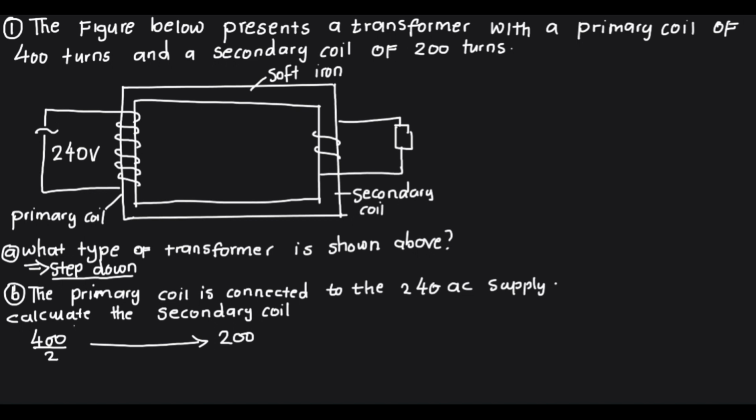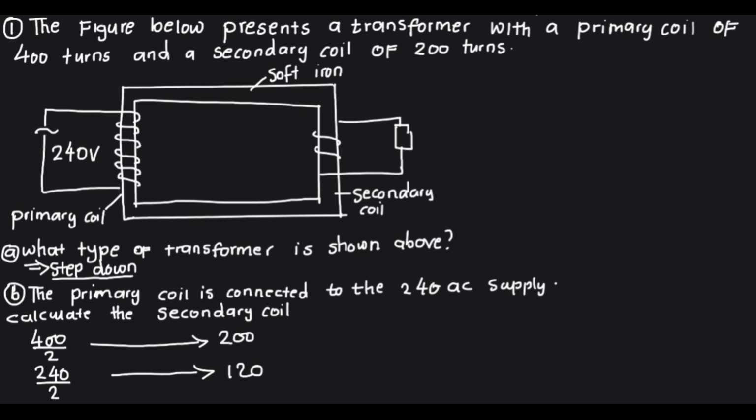So the same ratio that was used to find the number of turns of the secondary coil will be used to find the voltage on the secondary coil. On the primary coil, we have this voltage of 240. So what is the voltage on the secondary coil? It's 240 divided by 2. So this will give us 120. Basically, we are just finding the half of that, since the number of turns on the secondary coil is half of the number of turns on the primary coil.